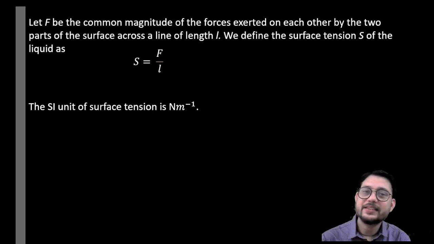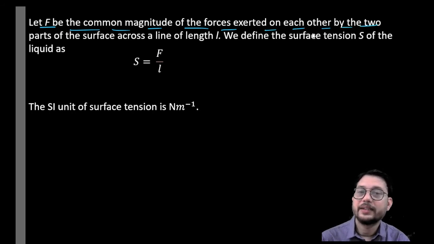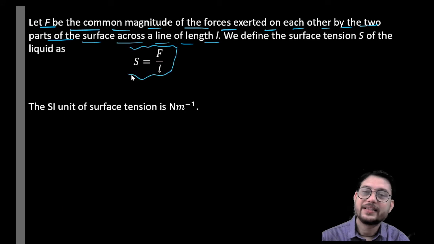What type of definition is there? That is, if F be the common magnitude of the forces. As I have told you, both sides have equal forces, so it is 100% sure that the magnitude must be equal. So any magnitude you can take here, and the magnitude exerted on each other by the two parts of the surface across a line of length L.